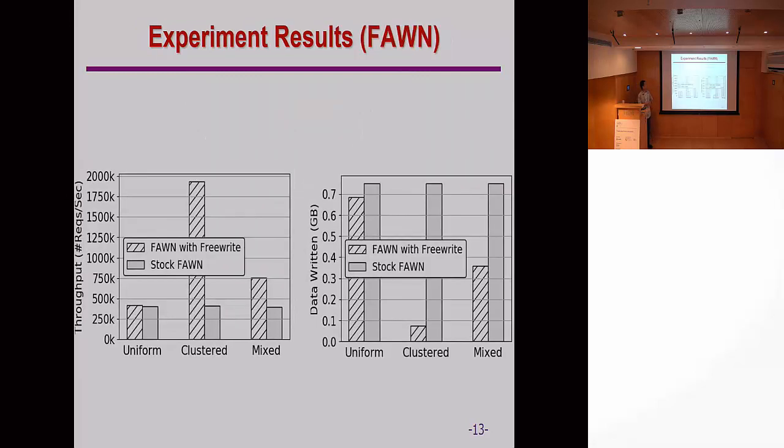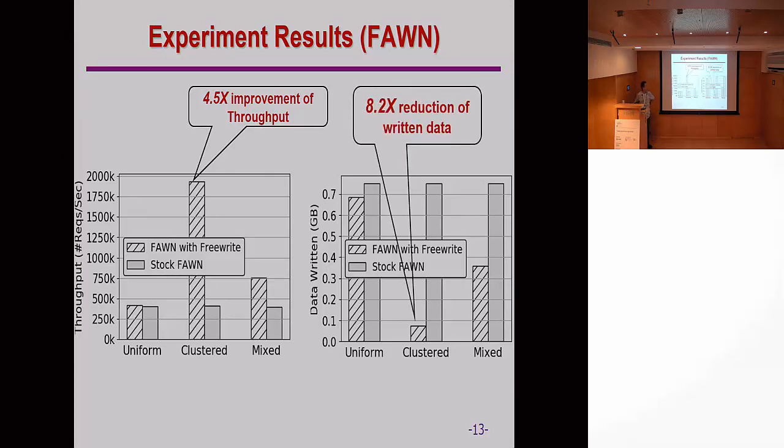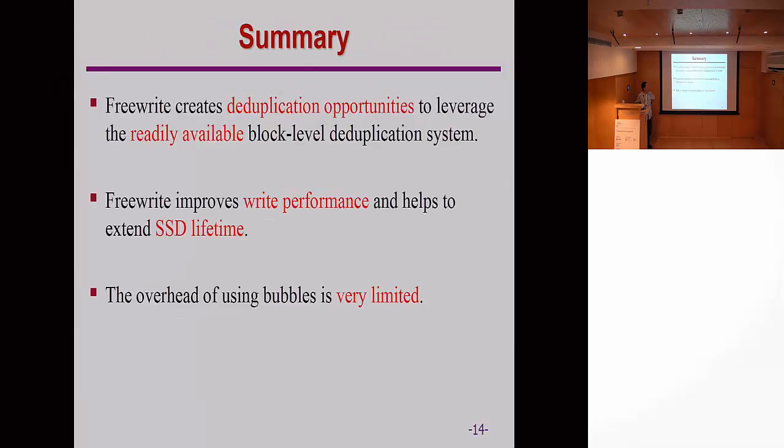But in the second case, we specifically count the improvement of throughput for the GC, garbage collection. The improvement is much more dramatic. You can see that here we basically have 4.5 times improvement of throughput, corresponding to almost 8 times reduction of written data. This is for the clustered key distribution.